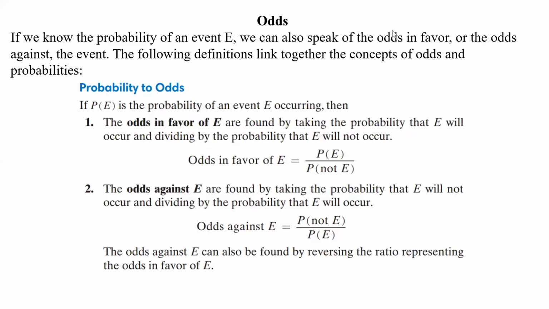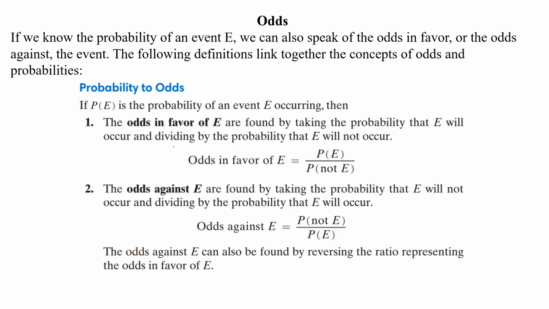All right, so now we're looking at odds. So we've looked at probabilities of the or, mutually exclusive and not mutually exclusive. Now we're looking at odds. So if we know the probability of an event, we can also speak of the odds in favor or the odds against that event. Now the following definitions link together the concepts of odds and probabilities.